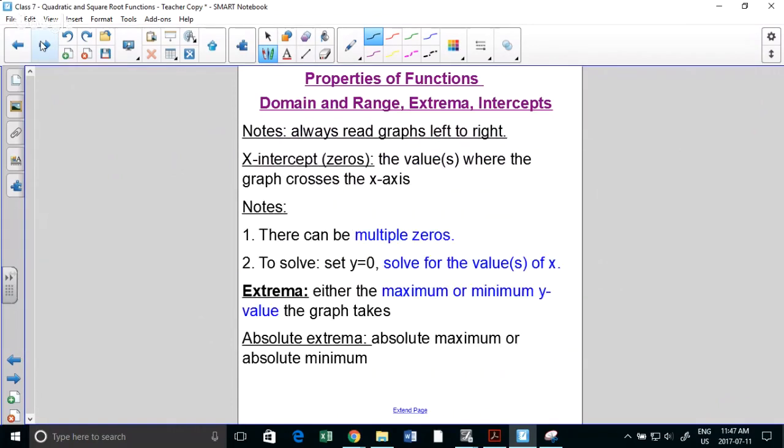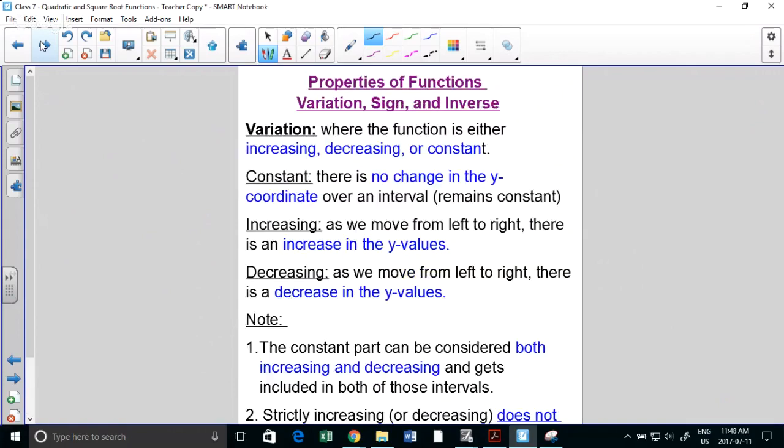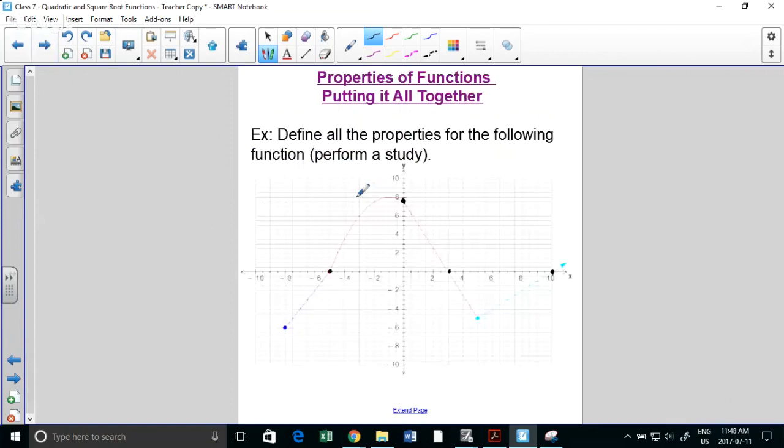So then we have the extrema. This is the maximum or minimum y value that this function takes. So if we look here, the top y value that it takes, since this goes to infinity, there's no maximum. The lowest value we see is this one.